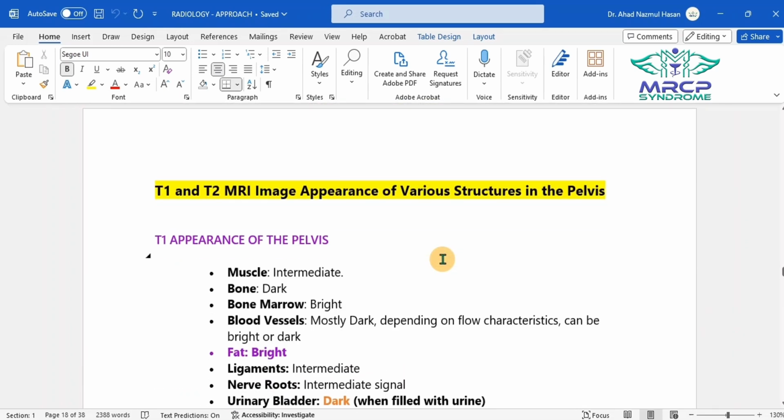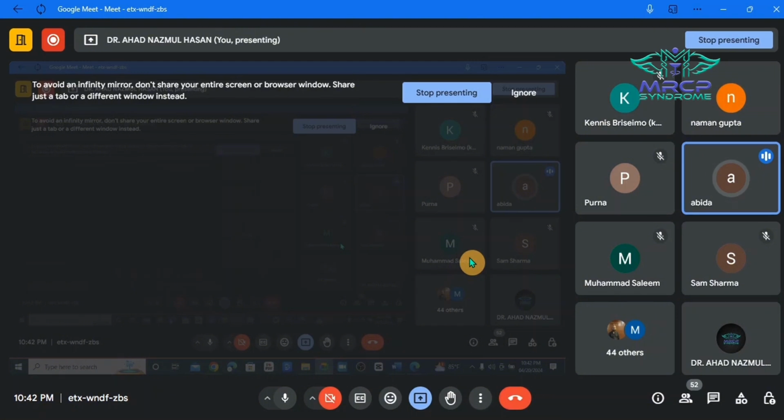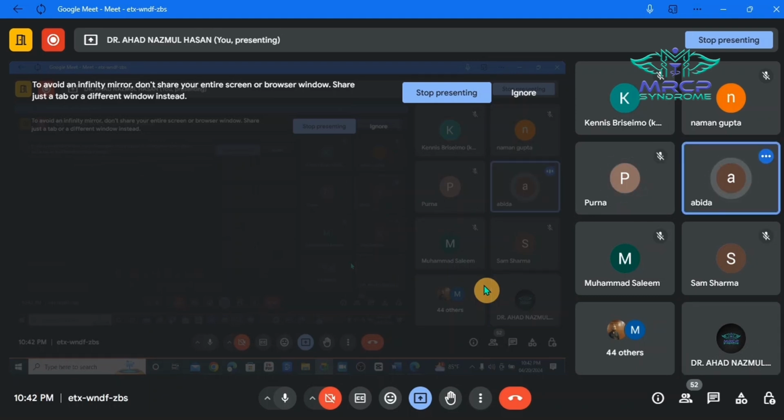So next one is T1 and T2 MRI images appearance of various structures in the pelvis. So what should be the color of the ureter in T1, and what should be the color of the ureter in T2, or the urinary bladder? Hypointense in T1, and in T2, it will be hyperintense. Yes, excellent. And in case of synovial fluid within the hip joint? Same. Hypointense in T1 and hyperintense in T2.